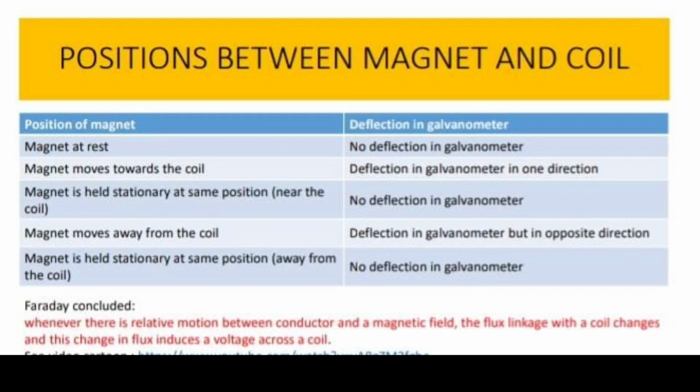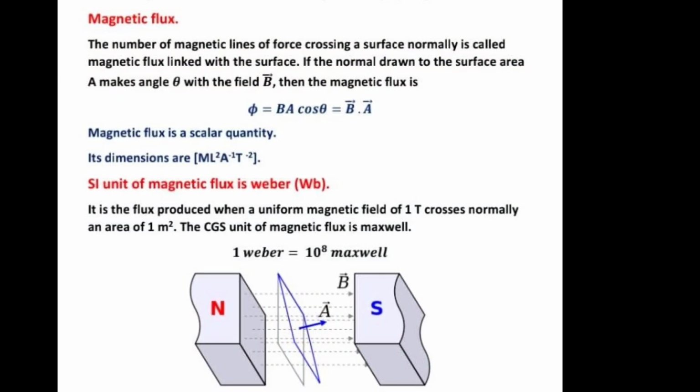in the galvanometer. So Faraday concluded that whenever there is a relative motion between a conductor or a coil and a magnetic field, the flux linked with the coil changes, and this change in the flux induces a voltage across a coil, or EMF. Consider a small surface of area capital A.